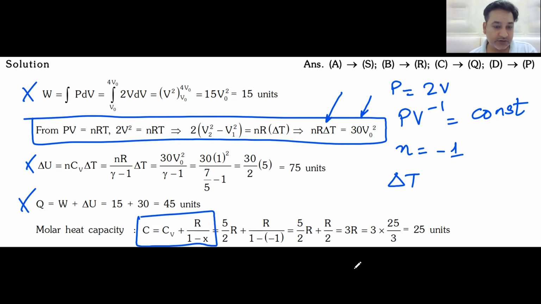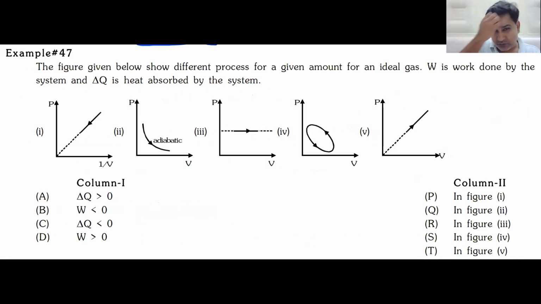We are doing enough questions on this topic because I know that 1 or 2 questions would be there in the exam based on this. So here comes this question. The figure given shows different processes for a given amount of an ideal gas. W is the work done by the system, and delta Q amount of heat is absorbed by the system. A theory-based question. In the match the following. I'll give you 2 minutes to tell me the correct answers.